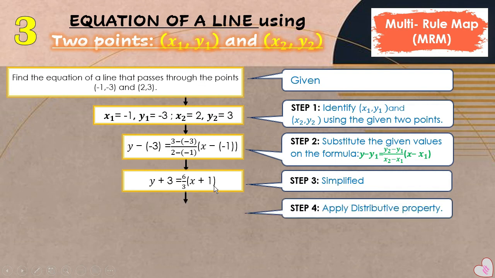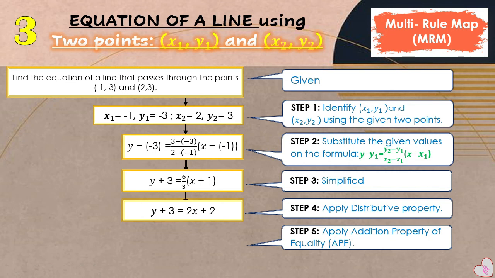Step 4, apply distributive property. So you have y plus 3, copy, equals 6 over 3 is equal to 2, so 2 times x, so you have 2x plus 6 over 3 times 1, that is equal to 2.